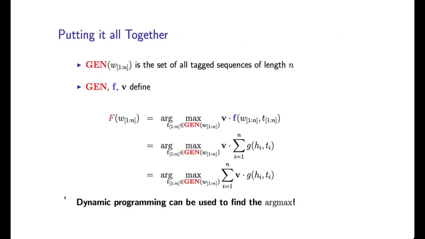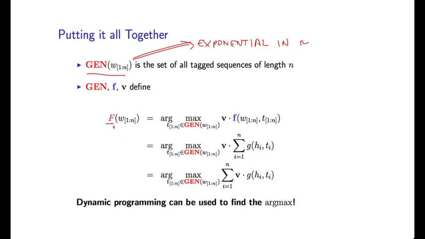So now when we put things together, we'll see that this way of defining the global features in a global linear model leads to a very convenient property, which is that in spite of the size of GEN, remember this is going to be exponential in n, where n is the length of the sentence, we are going to be able to efficiently calculate this function f that takes a word sequence, a sentence as input, and produces a tag sequence as its output.